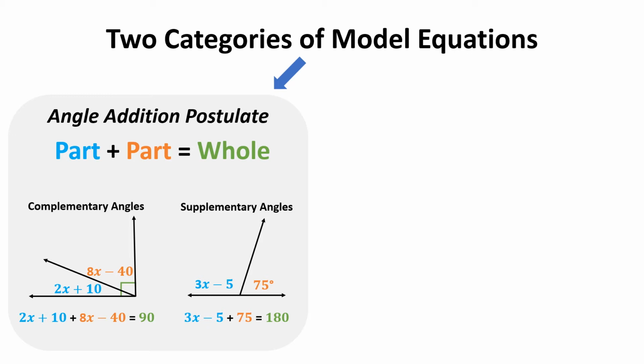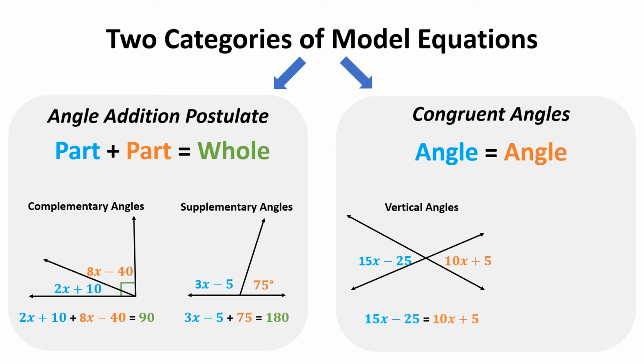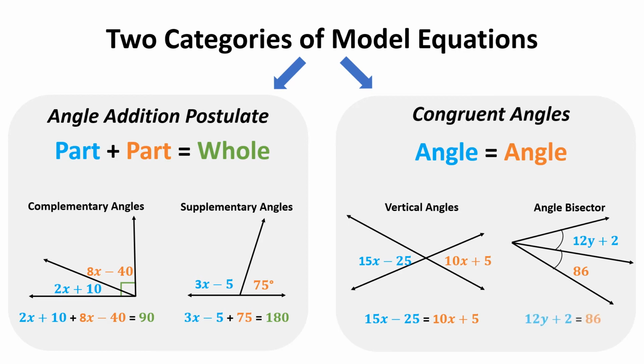And we need to recognize and translate that into our equation because we won't see the number in our problem. We also have congruent angles. That's when an angle is equal to another angle, not that two parts add to a whole. This comes up with vertical angles, and in this case, we just set those two angles equal to each other. They're algebraic expressions. Each are on their own side of an equal sign in an equation. This also comes up with angle bisector, evidenced by those congruent arc markings that are on the angles. And in this case, we also set one angle equal to the other angle. That is a model equation for this angle bisector.